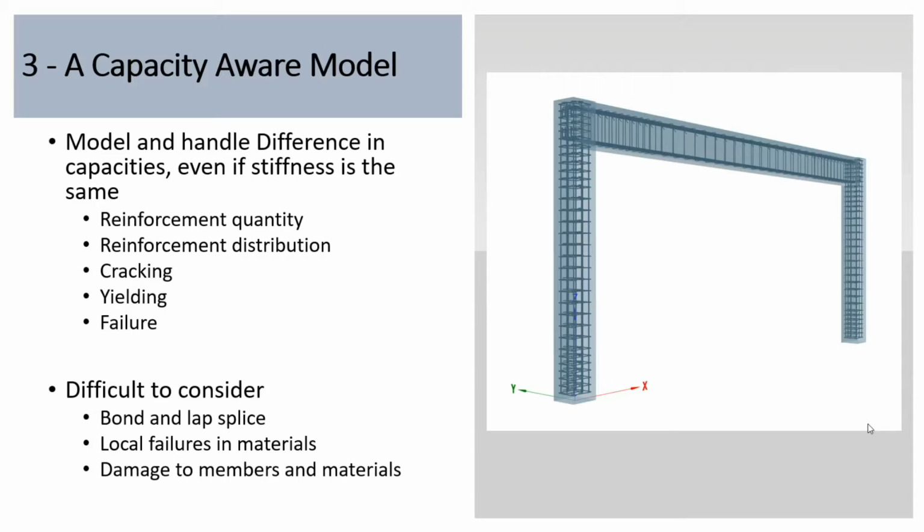And in this capacity aware model, we can consider, or we should consider, the reinforcement quantity, its distribution, the cracking of concrete, the yielding of bars, and the failure of concrete at a given strain value or whatever criteria we fix for failure. Still difficult to consider are bond and lap splice considerations, anchorage of reinforcement, local failures in materials, and damage to members and materials due to repeated loading and so on. So let's just consider the first part of this problem for now.